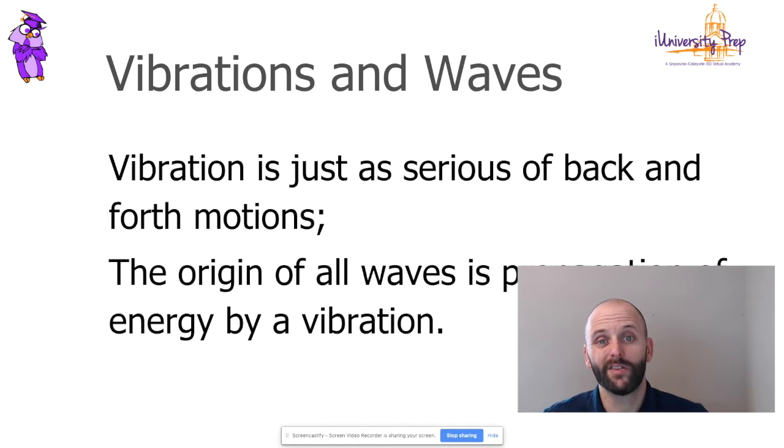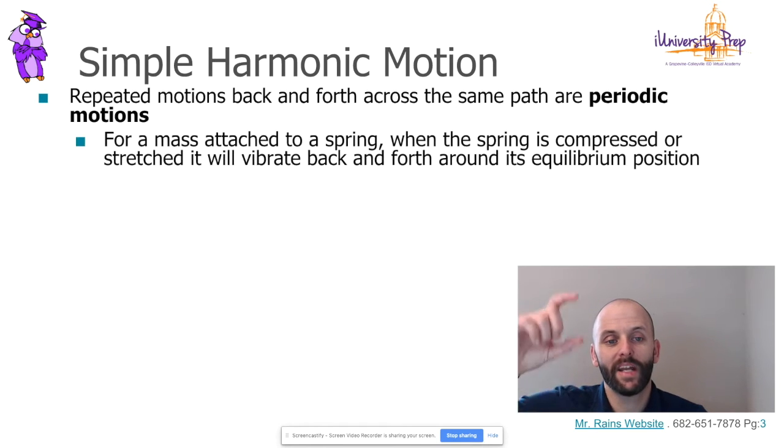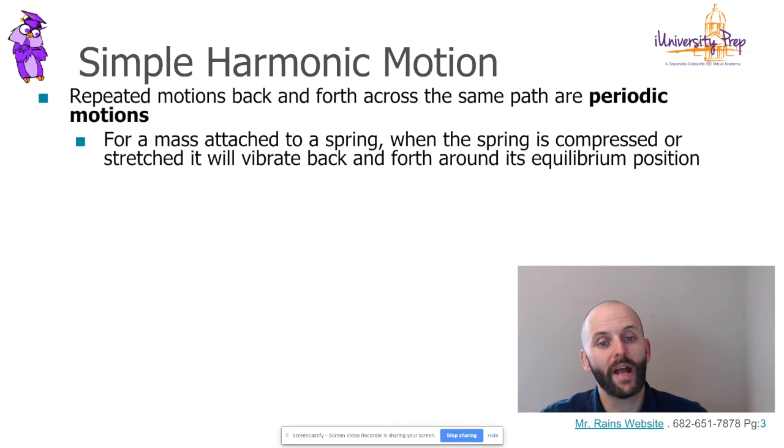Let's move in and look at the two simple cases that we have. The first one is going to be repeated motion, this periodic motion of a mass on a spring. If I attach a mass to a spring and let it oscillate back and forth, like if I hold it and just let it go, then you will see that it's vibrating. It's going back and forth across an equilibrium point.